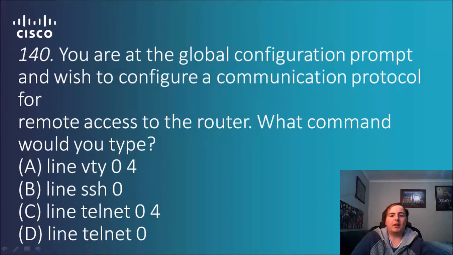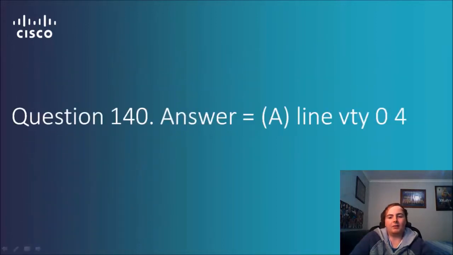Question 140: you are at a global configuration prompt and wish to configure a communication protocol for remote access to the router. Which command would you type? We've got line VTY, line SSH, and line telnet. It's nothing to do with telnet, nothing to do with SSH. So the answer for this one is line VTY 0 4, and this is essentially the command you use to configure the telnet ports on the router, so that you can remotely connect to the router.